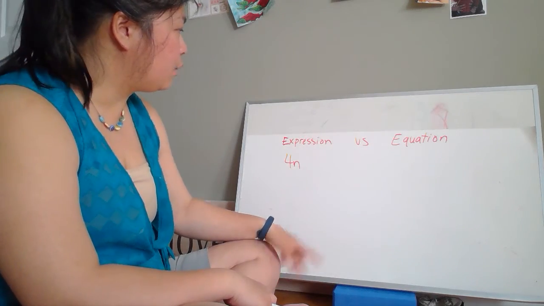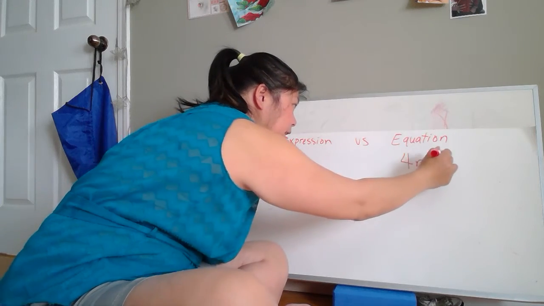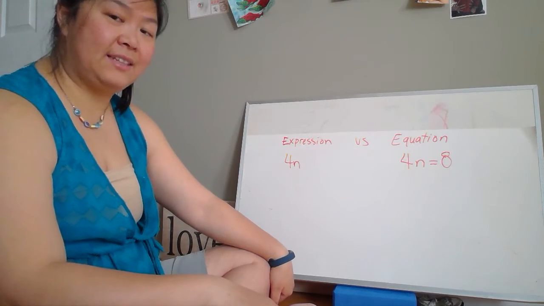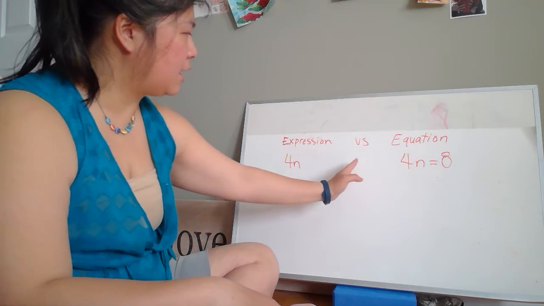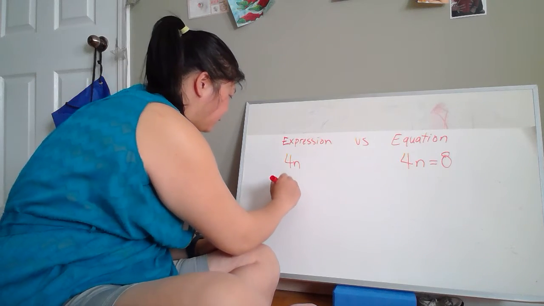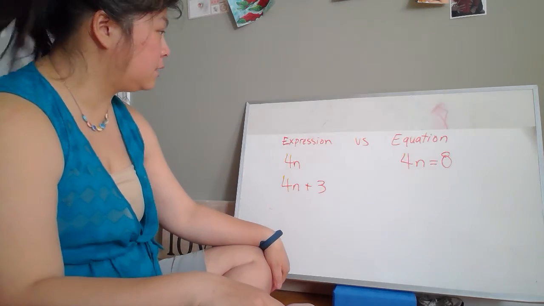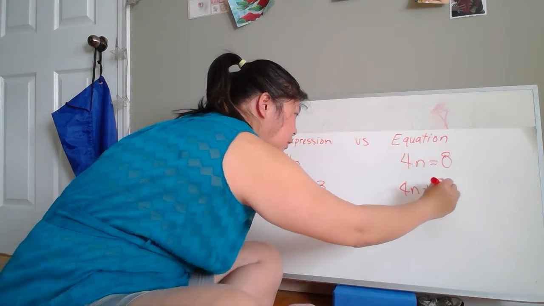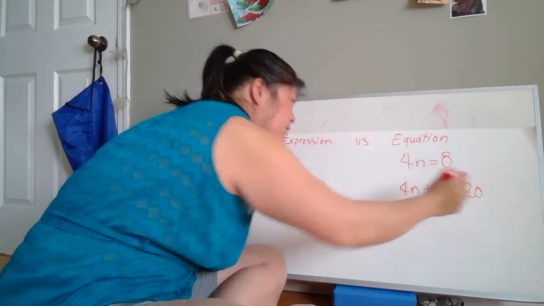When it comes to equation, for n equals 8, that is an equation. So we use many expressions to form an equation. Even this, 4n plus 3, is also an expression. But when you add the equal sign, that becomes an equation. I'm going to make up a number.